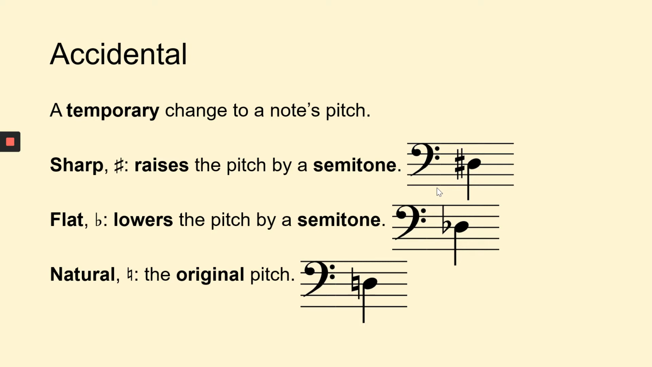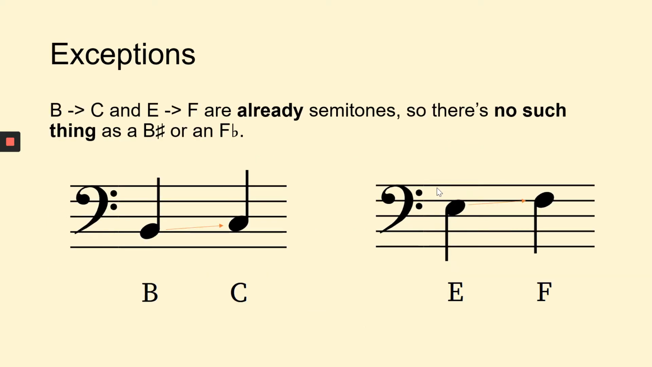There are two exceptions to this. B to C and E to F are already a semitone apart, so there's no such thing as a note between them. We go from B straight to C, and from E straight to F. So there's no such thing as a B sharp or an F flat.